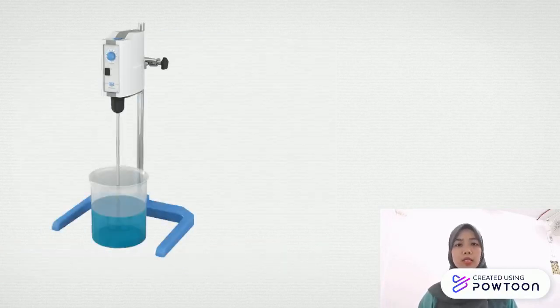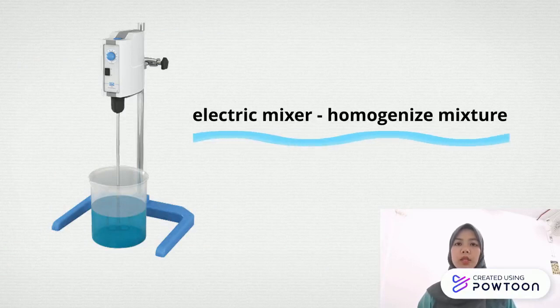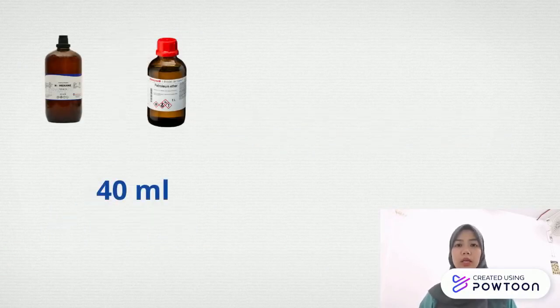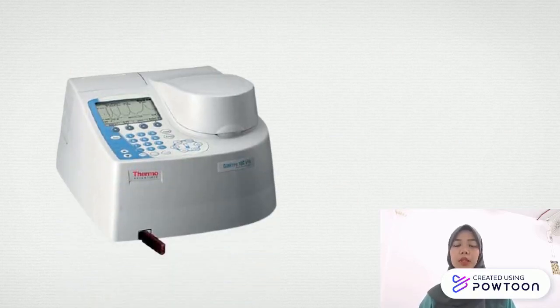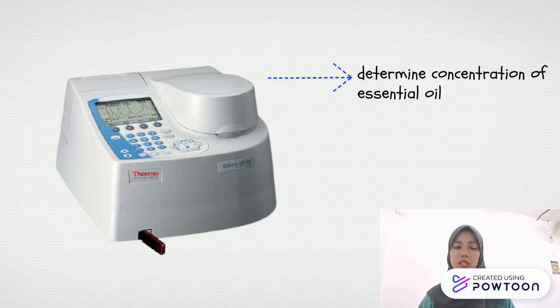To homogenize the mixture, it was equipped with an electrical mixer, and each solvent was used at the ratio of 40:1, which indicates 40 ml of solvent with 1 gram of solids. And lastly, a UV visible spectrophotometer was used to determine the concentration of essential oil in each solvent.